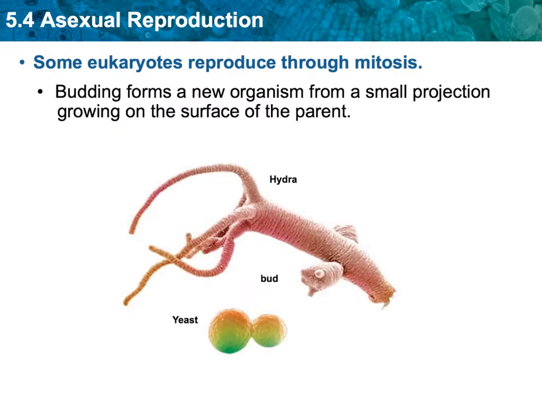All right, guys, let's finish up this section by going over the 3 types of asexual reproduction in addition to binary fission. The first one is called budding, and it says here that budding forms a new organism from a small projection growing on the surface of the parent. The 2 examples they give you here are hydra, and as you can see, here is the bud coming off of the hydra, and here is the bud coming off of the yeast. And those will go on to become new organisms.